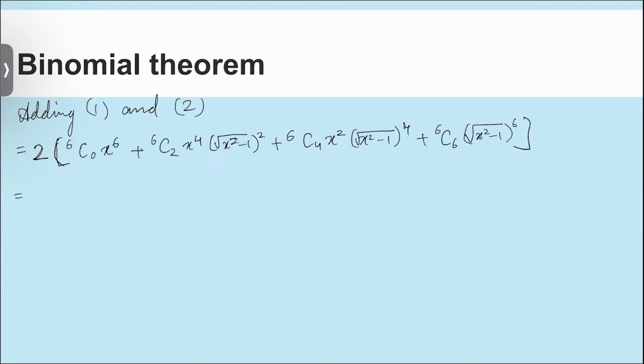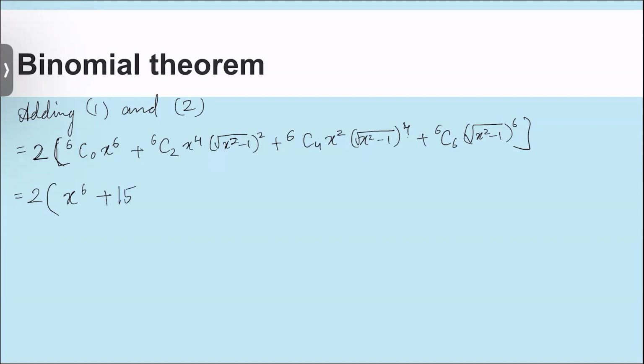Okay, so now if you get all the values of coefficients and also take out the powers, you get this as 6c0, that is 1, so you have x raised to 6. 6c2 is going to be 6 into 5 into 4 factorial over 4 factorial times 2, so this is 3 into 5, so this is 15.